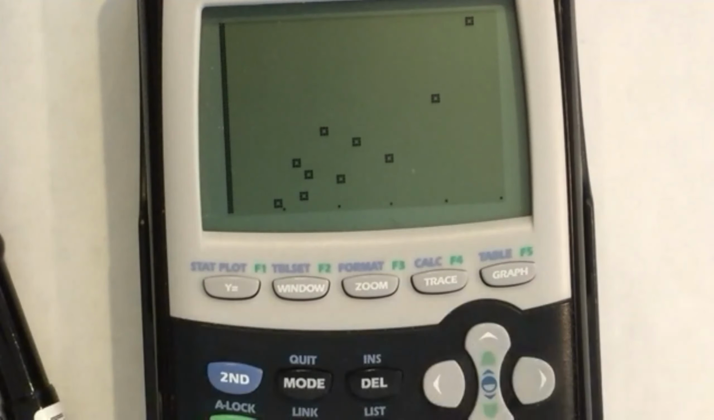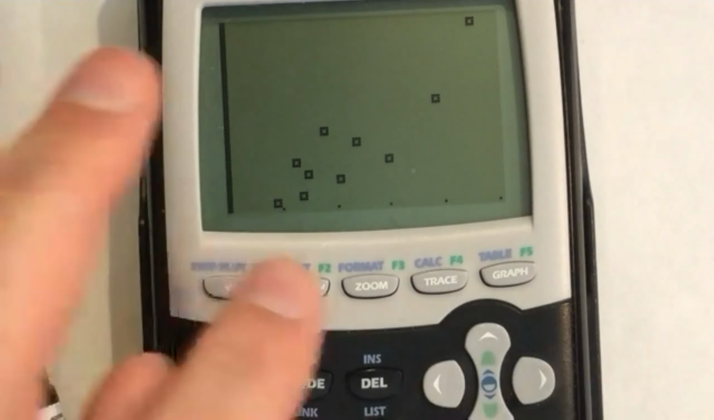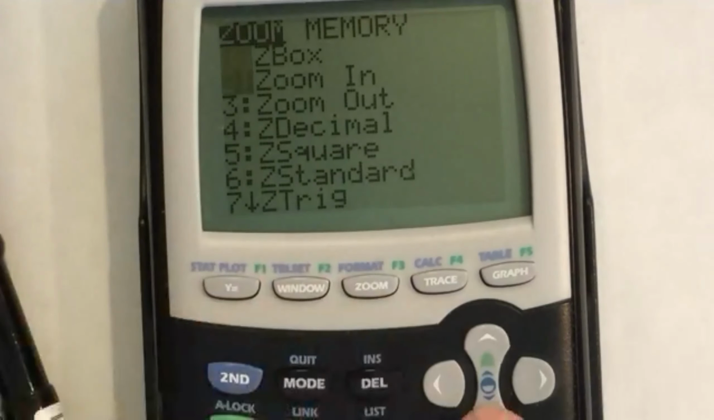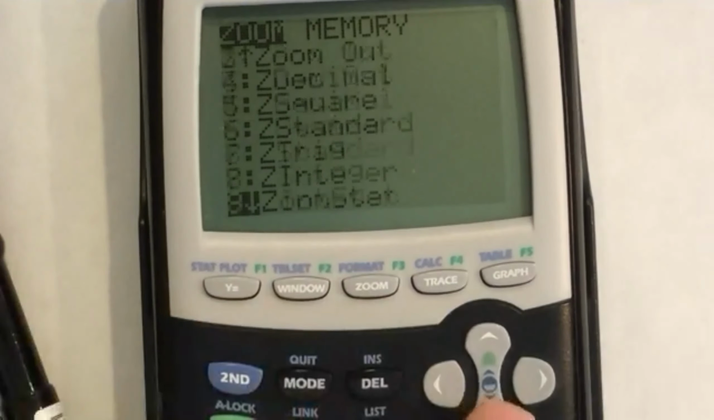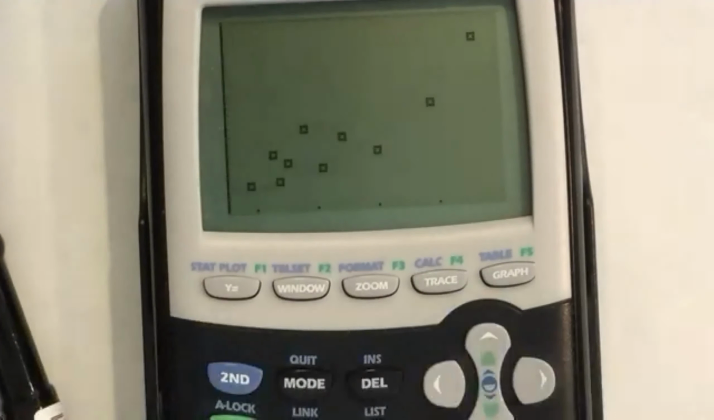One other nice feature of the TI is that it can zoom to the data for you if you don't want to adjust the window yourself. You can push zoom, then go down, it's number 9, to zoom stat. If you select zoom stat, it'll adjust the window so that all your data points are nicely inside the bounds of the window. So there it is, there's our stat plot.